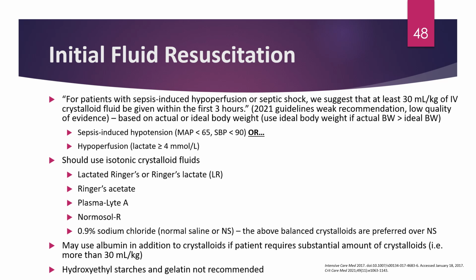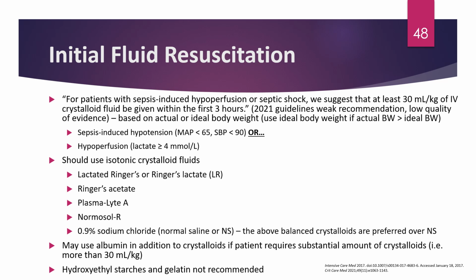If the actual body weight is less than the ideal, then in that case, you can use the actual body weight. So, keep in mind that this is going to be for your patients who have a mean arterial pressure of less than 65, which is just 1/3 times systolic plus 2/3 diastolic, or a systolic blood pressure less than 90. Or if they have sepsis-induced hypoperfusion, where the lactate is at least 4 millimoles per liter. So these are the magical numbers to remember for when you get fluids or when you don't get fluids.